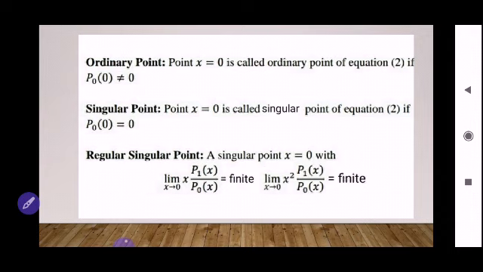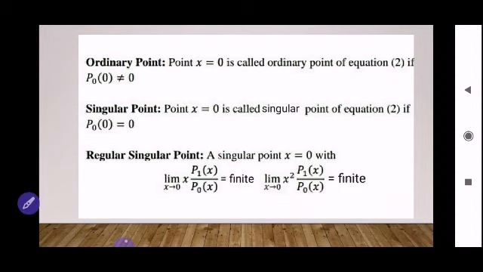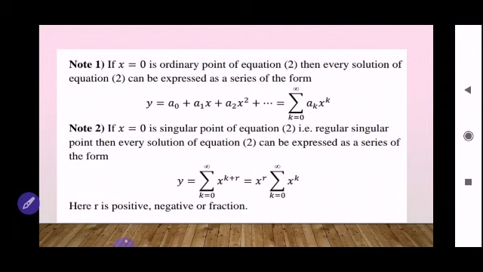Okay, so for a regular singular point, this condition is a must: limit x tends to 0, x into p1 of x upon p0 of x is equal to finite, and limit x tends to 0, x square into p2 of x upon p0 of x is also finite, and that point is a singular point. Okay, now after these 3 points, one note is there.